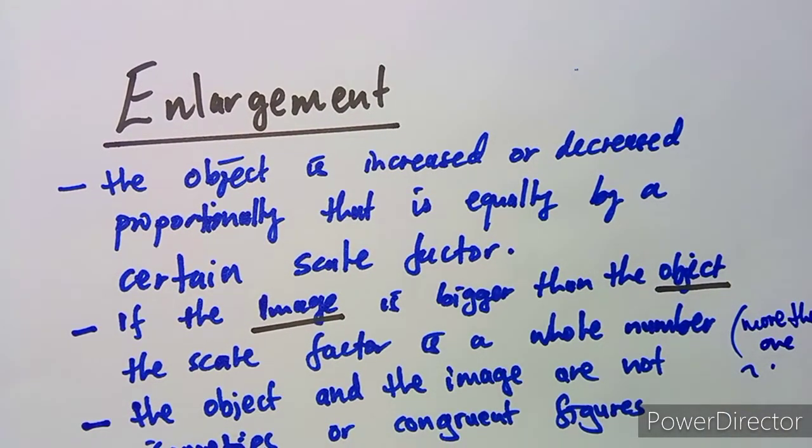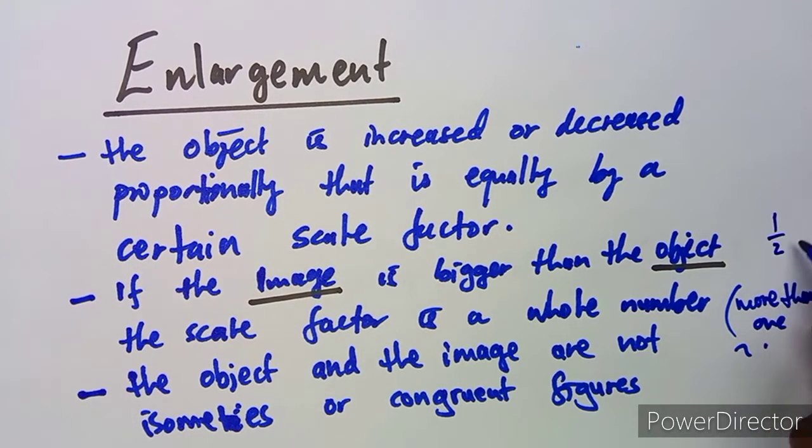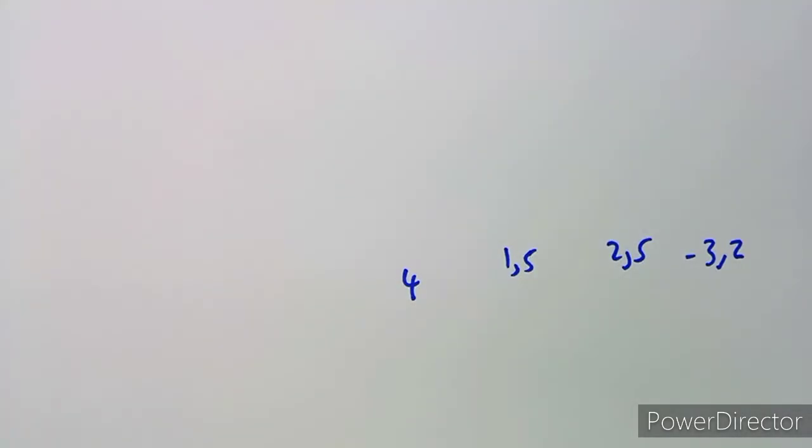Okay, but when it is on a condition that the image is smaller than the object, it shall have a scale factor, which is what? Which is a fraction. So it can be a third, it can be a half, it can be whatever number that you have there, as long as it's a fraction. All right, so that's what you're going to have. And also to take note that they are not congruent.